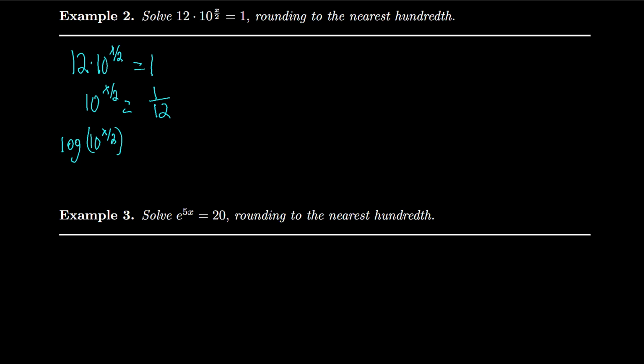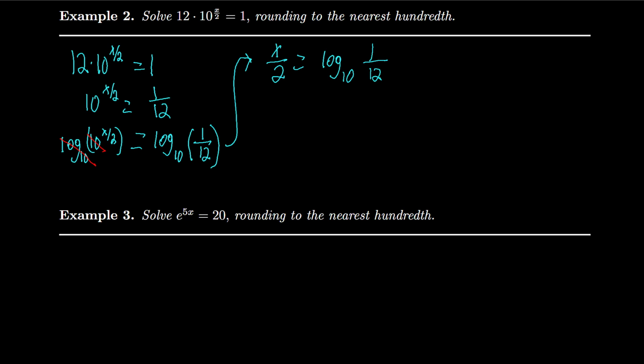Now, I didn't write base 10. You can write base 10 if you want to, but that's exactly the same as just writing log. Remember, log base 10 and just the normal log from the last video mean exactly the same thing, of 1/12. Well, log base 10 of 10 to the something is just whatever is up there. So all that's left on this side is x over 2 equals log base 10 of 1/12, like that.